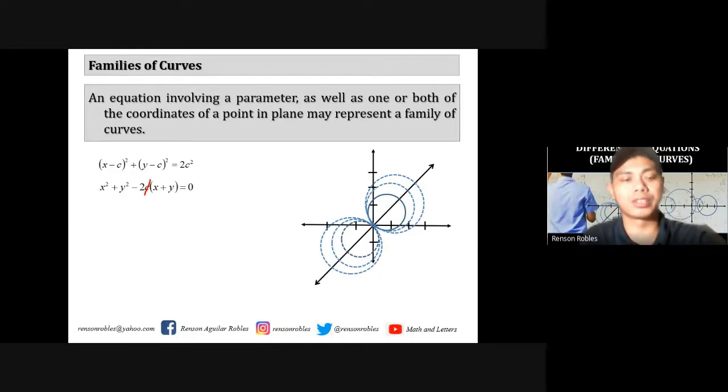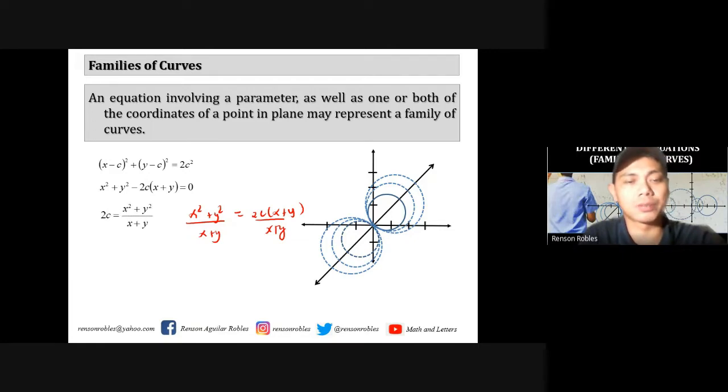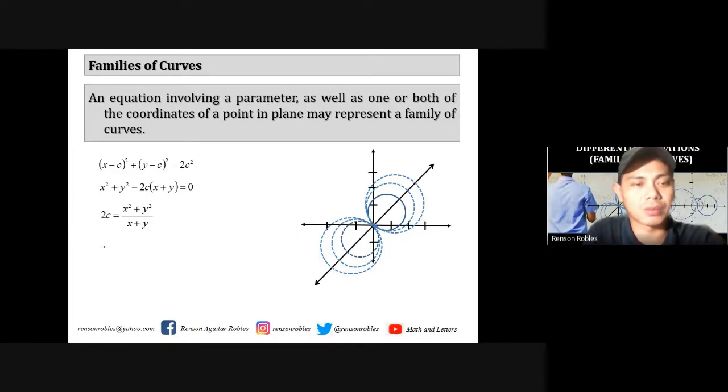And you can employ the method of elimination of arbitrary constant. To easily facilitate the elimination of the arbitrary constant c, you can isolate 2c, and that leads you to x squared plus y squared equals 2c times the quantity x plus y. Then you can divide everything by x plus y, and that leads you to 2c equals x squared plus y squared all over x plus y. And then you can now differentiate this. You know that the derivative of 2c is equal to 0.